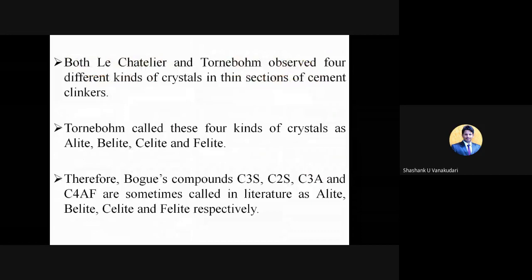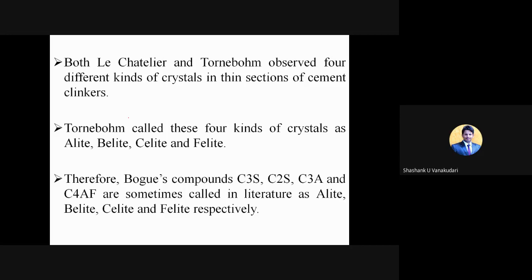And here both Le Chatelier and Tornebohm observed four different kinds of crystals in thin sections of cement clinkers. So here you can see these two are the scientists. One is Le Chatelier and the second one is Tornebohm. Okay, so these people did the investigation on the end product, the clinker, I mean, whatever product comes out from the rotary kiln. So they considered that there are different kinds of crystals which are formed in the thin sections of cement clinkers.